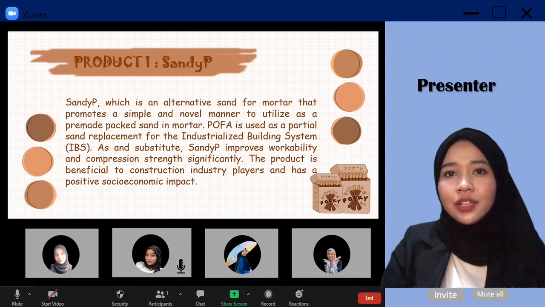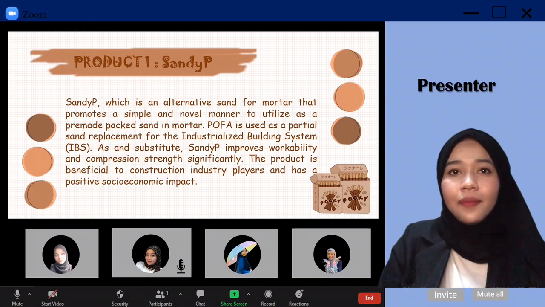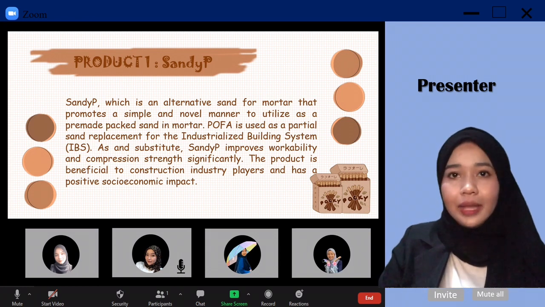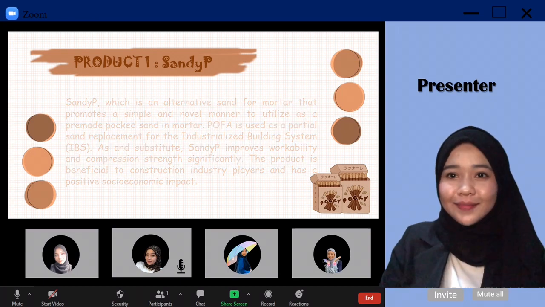POFA is used as a partial sand replacement for the industrialized building system, which is IBS, as a sand substitute. Sand dip improves workability and compression strength significantly. The product is beneficial to construction industry players and has a positive socio-academic impact.